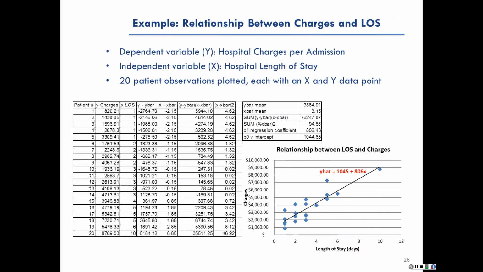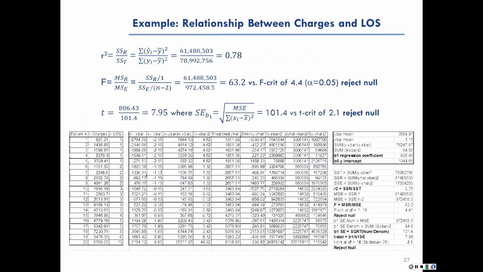So let's go back to our example, looking at the relationship between hospital charges as our dependent variable y and length of stay in days as our independent variable x. You can see in the table there the 20 patient observations plotted that I previously showed you and the statistics that I previously showed you. Now let's calculate, using the same table, r squared, the F statistic, and the t statistic.